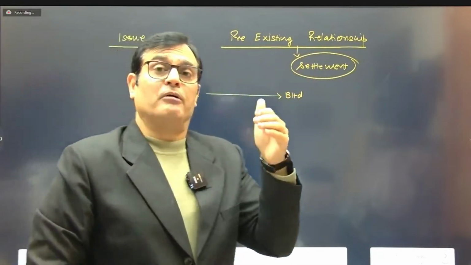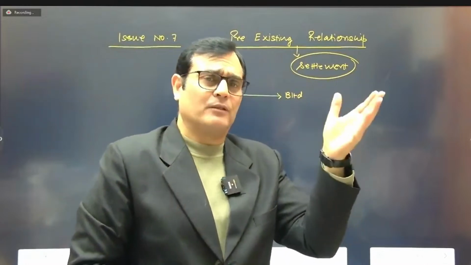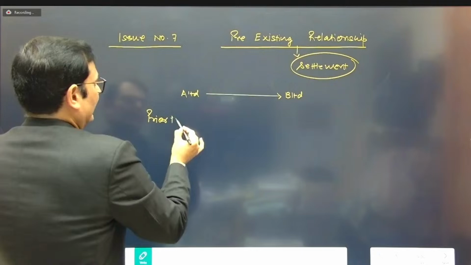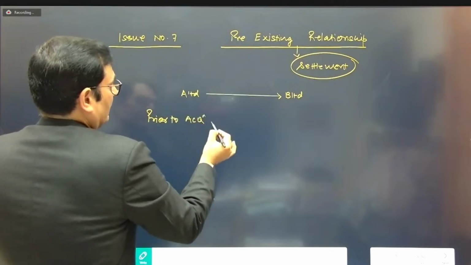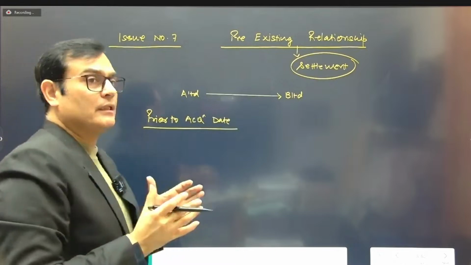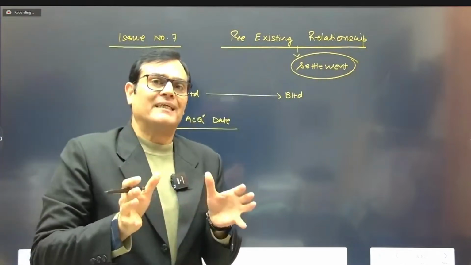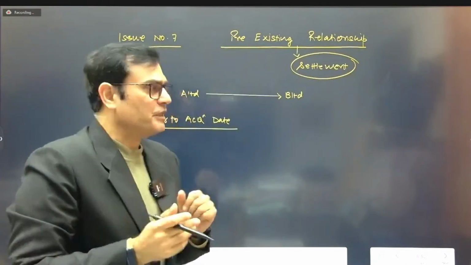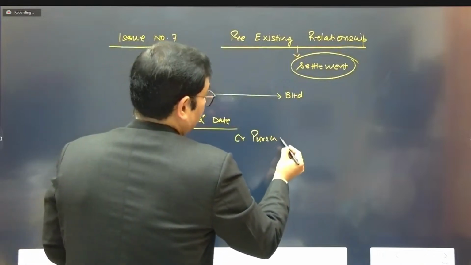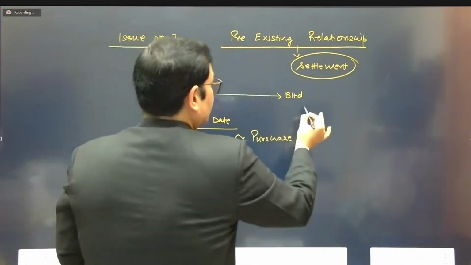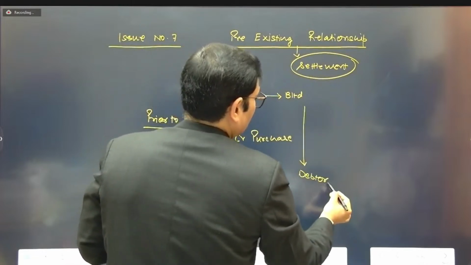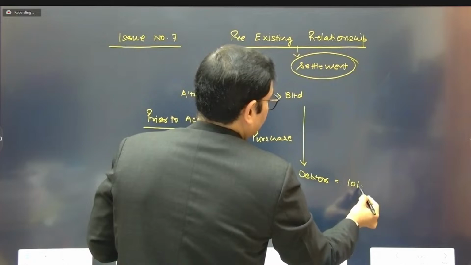Now let us say prior to the date of acquisition, a couple of months or a couple of years earlier, A made a credit purchase of goods from B. So can I say B in its balance sheet would be reflecting a debtor to the extent of, let's say, 10 lakh.